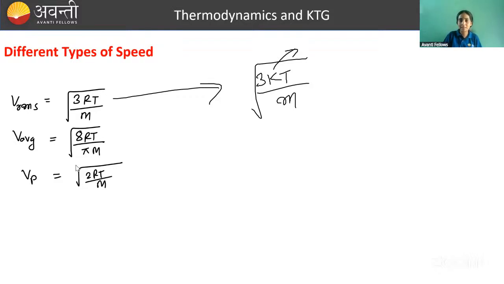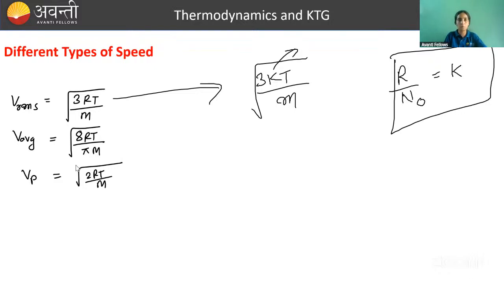And R and K are related. So R by N naught is equal to what? Is equal to K. ठीक है, so R को हम क्या लिख सकते हैं? R को हम लिख सकते हैं K N naught. This is the relation. I mean R is your gas constant, K is your Boltzmann constant. V average, again temperature को हमेशा Kelvin में लिखोगे whenever you will calculate the RMS speed.